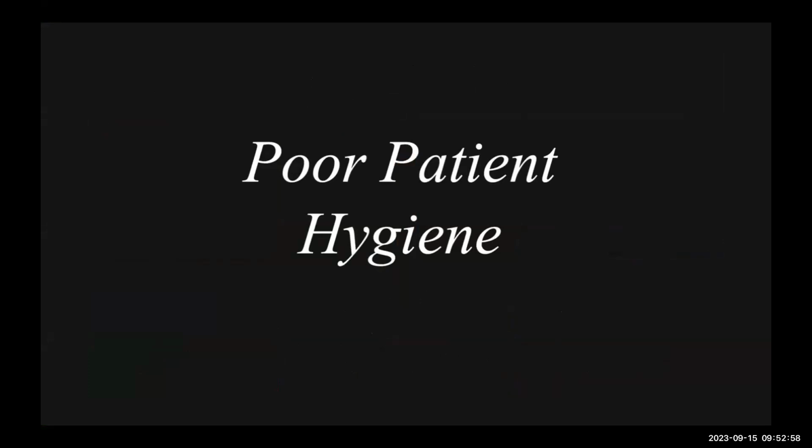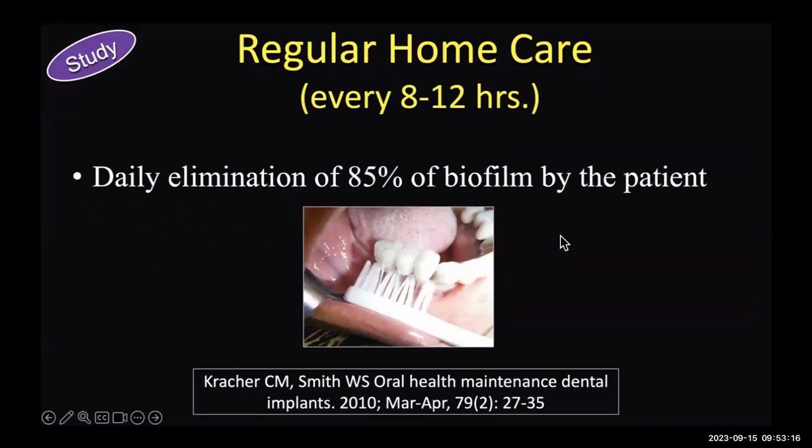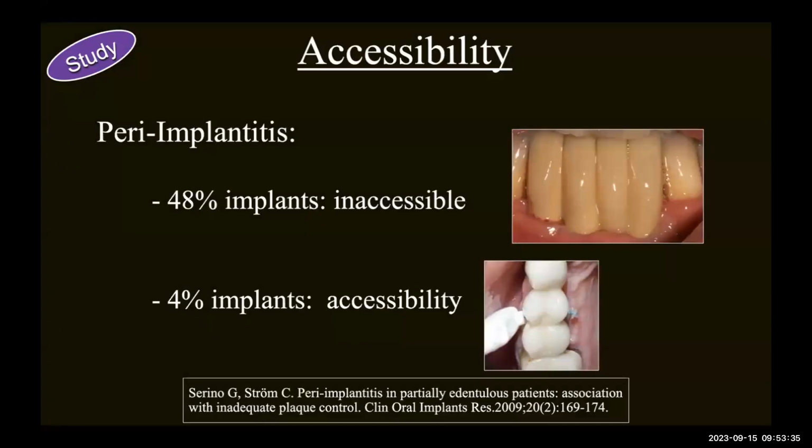And lastly, the home care and maintenance. First of all, poor patient hygiene. How does that come into play? Well, here's a study that shows 42% of patients feel anxiety regarding cleaning their implants. They believe that they don't have teeth anymore. They don't need to clean. So this doesn't matter to them and they don't clean. That is rather high and rather alarming. What else is alarming is if they have good home care, that's every 8 to 12 hours, it eliminates 85% of the biofilm just with the patient. So if the patient does have good home care, and that's what you have to really explain to the patient and educate them on this.